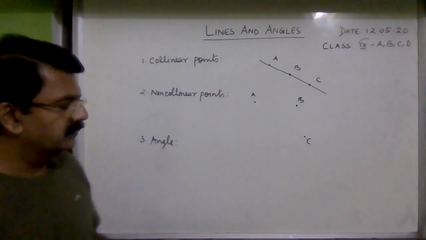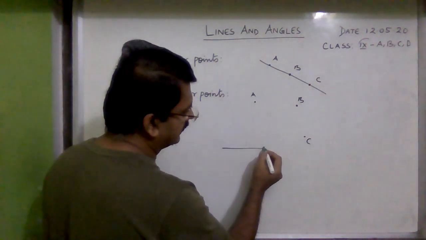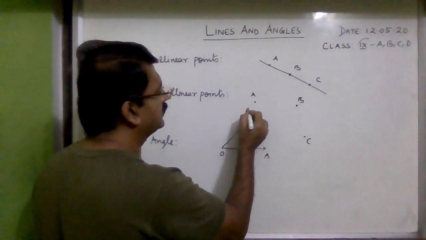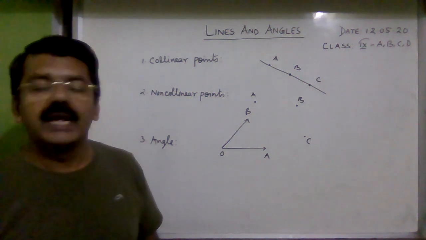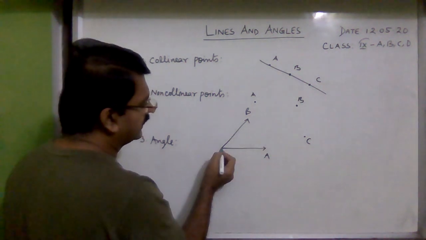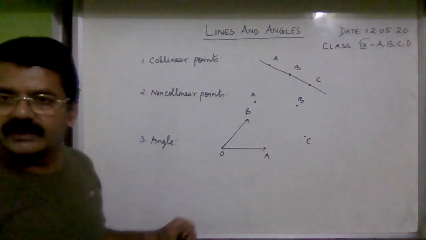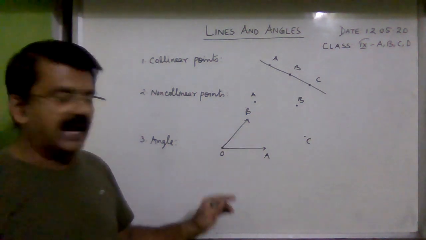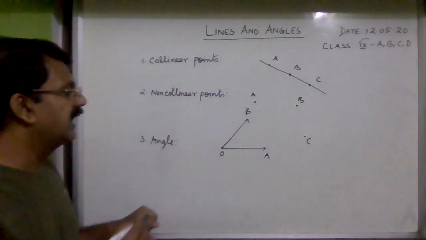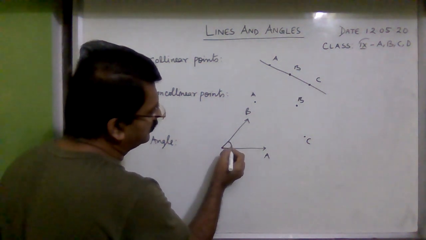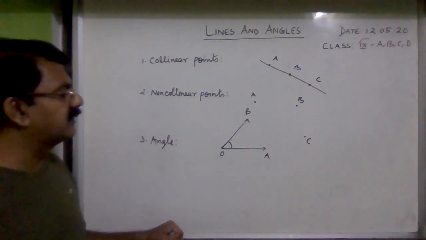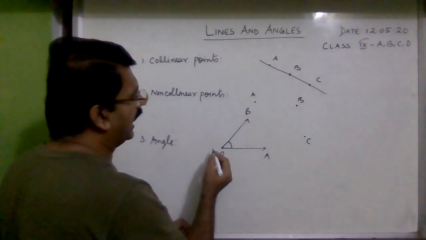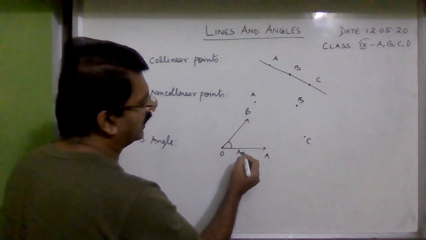Now, what is an angle? Suppose there are two rays, OA and OB, and these two rays have the same starting point, the same origin. If there are two rays and they originate from the same point, then they constitute an angle. This is the angle between the rays OA and OB. Clear?